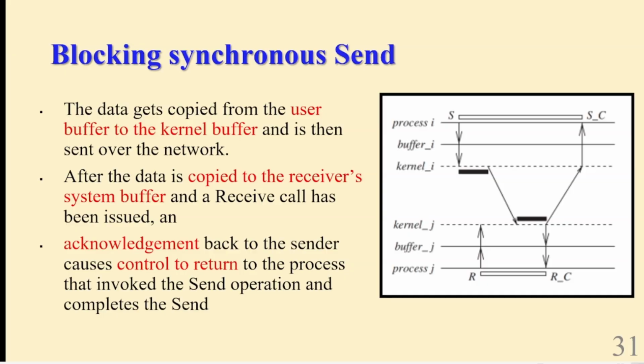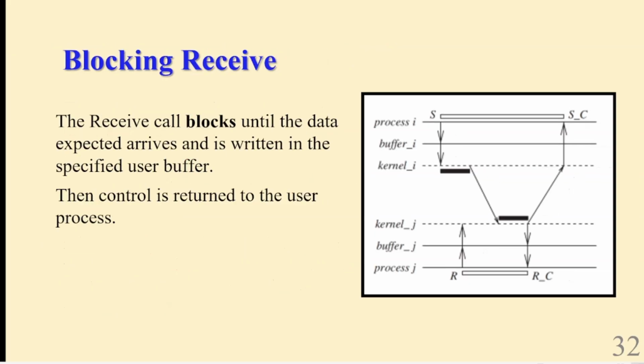What happens here is the process I sends the data, that is copied, and it is moved to the network. The receiver receives it, and only after the acknowledgement is sent will the sender continue. Why? Because it is a blocking synchronous send. The sender waits for everything. Only after the receiver has received the message and acknowledged will the sender continue its work. Similarly, we will have blocking receive also. The receive call blocks until the expected data arrives and is written in the specified user buffer.